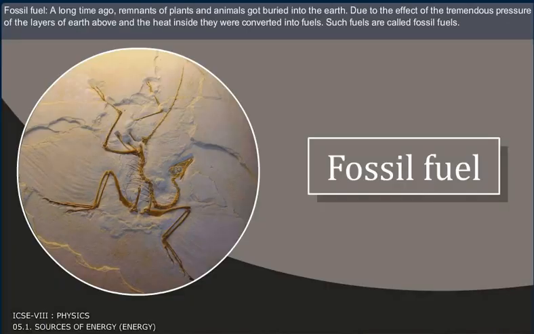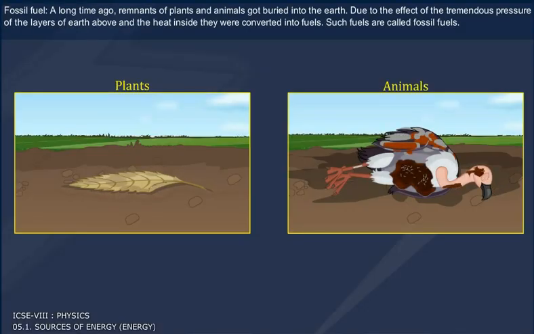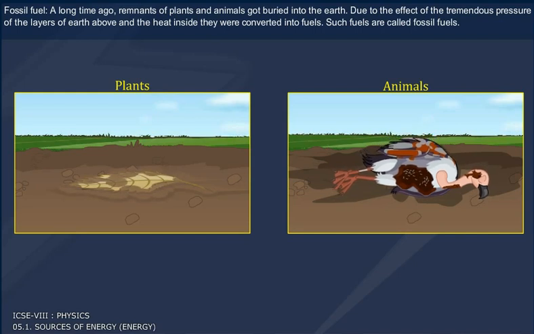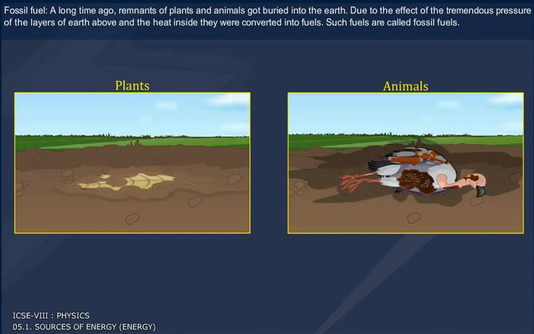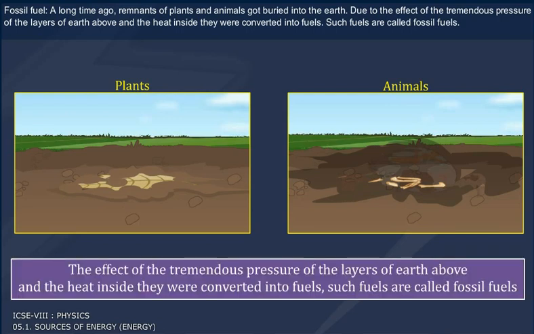Fossil fuel. A long time ago, remnants of plants and animals got buried into the earth. Due to the effect of the tremendous pressure of the layers of earth above and the heat inside, they were converted into fuels. Such fuels are called fossil fuels.